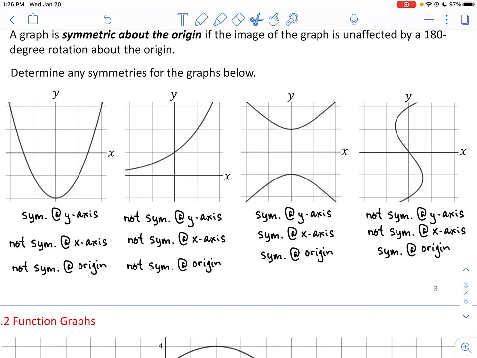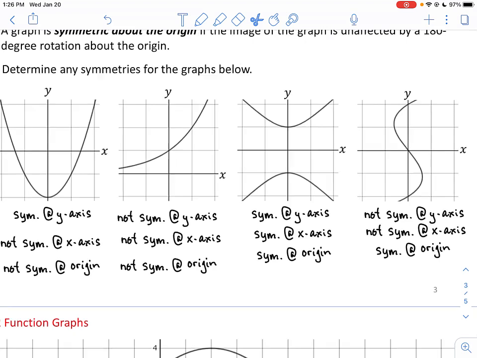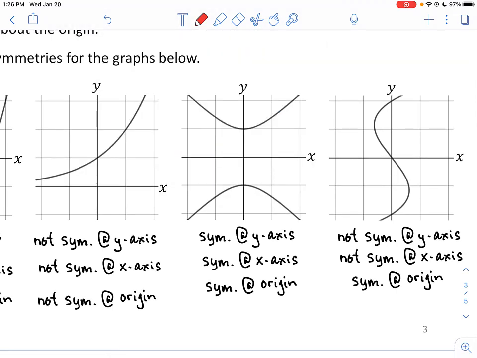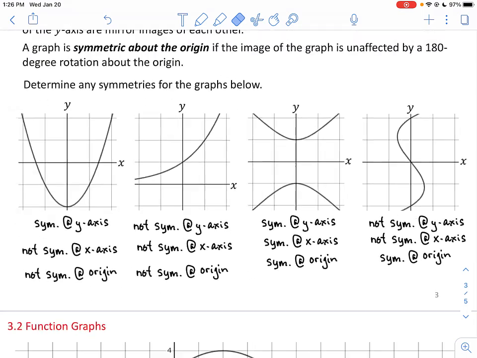Another way to detect symmetry about the origin: a graph will be symmetric about the origin if you do a double reflection and it winds up being the same. So reflect it across the y-axis and then reflect that across the x-axis. For example, look at this last one. If I take this graph in this last case and reflect it across the y-axis first, it's going to look something like this. But then take that red one and reflect it now across the x-axis. It'll wind up matching the original graph. So it turns back into the original.